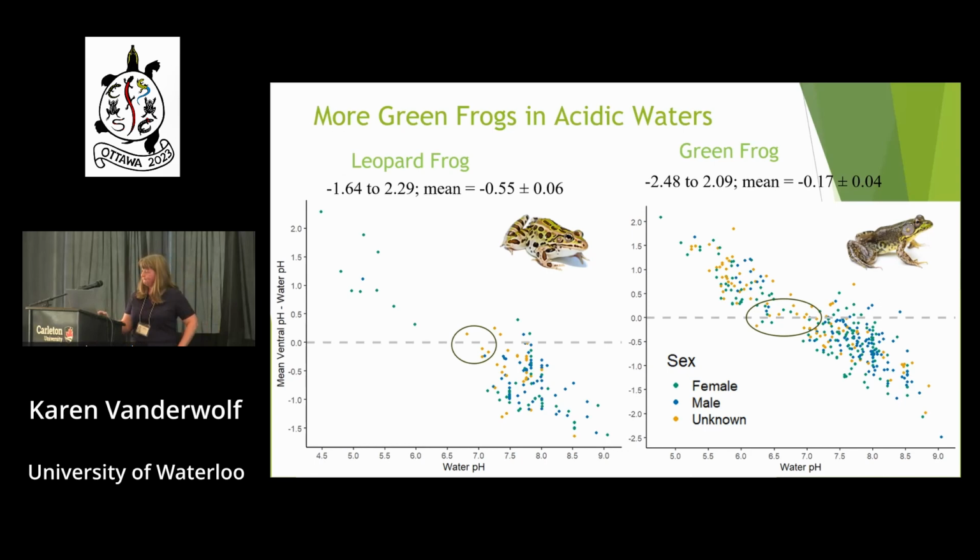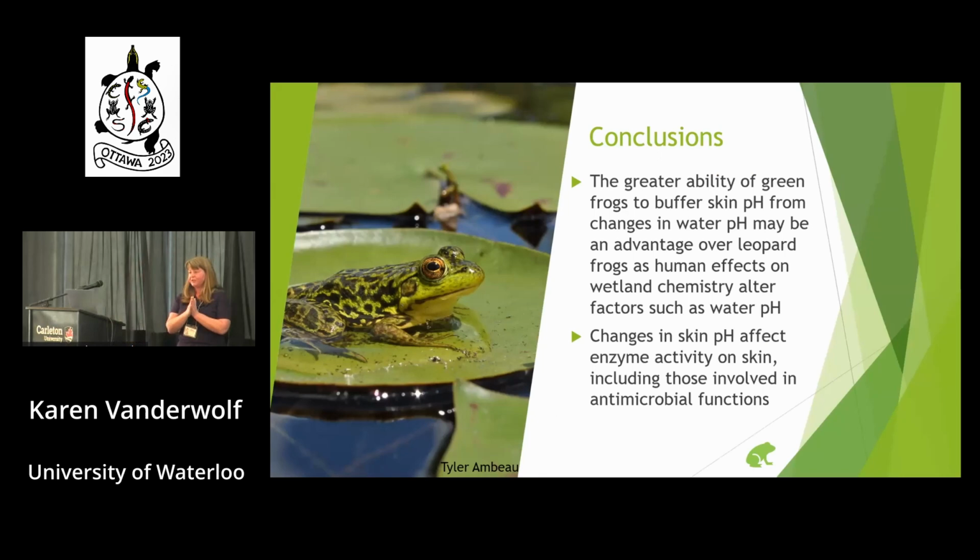So overall, the green frogs were better able to buffer their skin pH from environmental water pH, which was pretty cool. And so where we could take this further, there's always so many directions we could go, but we would want to know what the actual consequences of this are. If they're in a bog versus alkaline waters, does this affect the function of their skin and ultimately disease susceptibility and progression? That would be an interesting way to go, like looking at the antimicrobial functions of the skin and how that varies in different pH levels of the water.